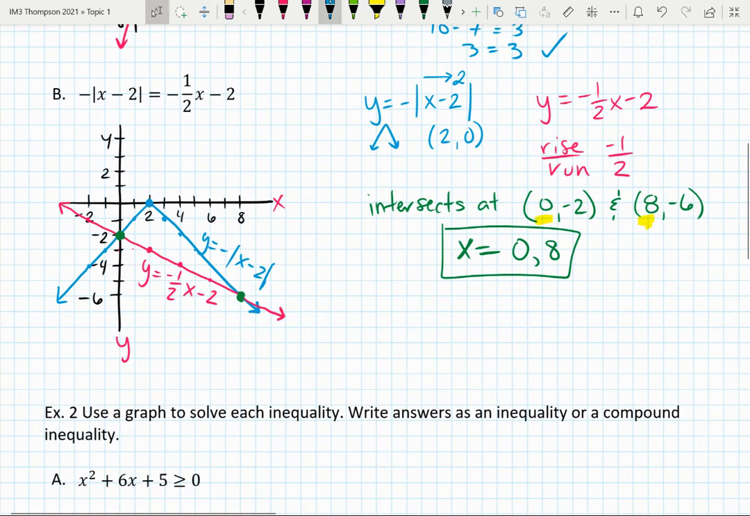When I go to check those, to plug them in, I'm going to plug in 0. So negative absolute value of 0 minus 2, is that equal to -1/2 times 0 minus 2? I like plugging in 0. It makes my life easy.